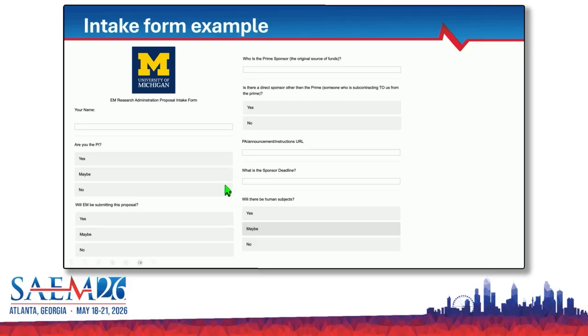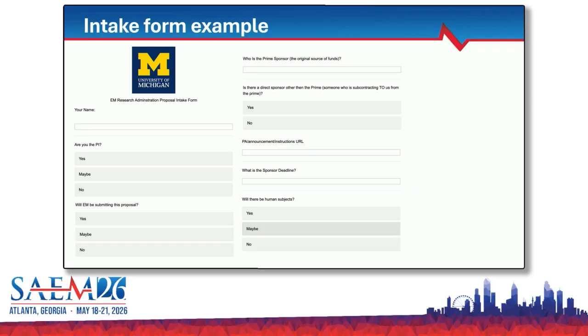I mentioned the intake form. This is what ours looks like at the University of Michigan. It's very simple. Your name, are you the PI? Are we submitting this proposal? Remember, it might be submitted by a different department, and you guys might have a subcontract, or it might be a different institution and you have a subcontract. Your Office of Research Services also needs to know about that.